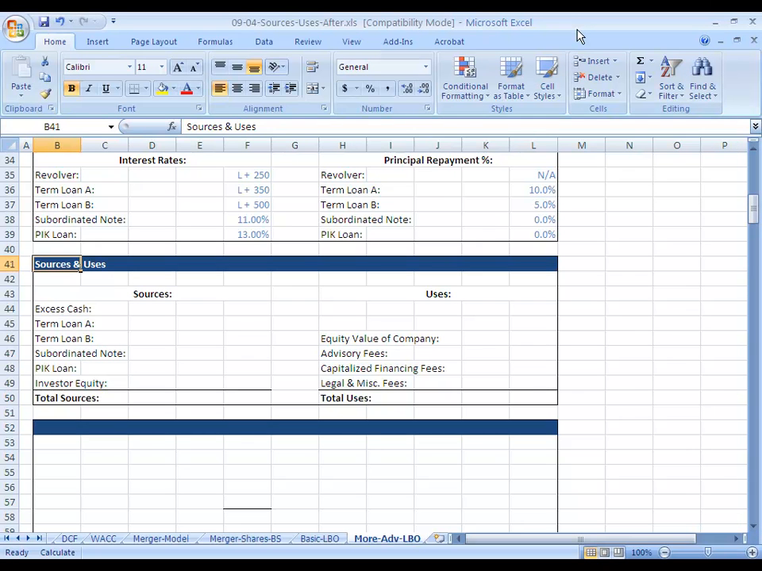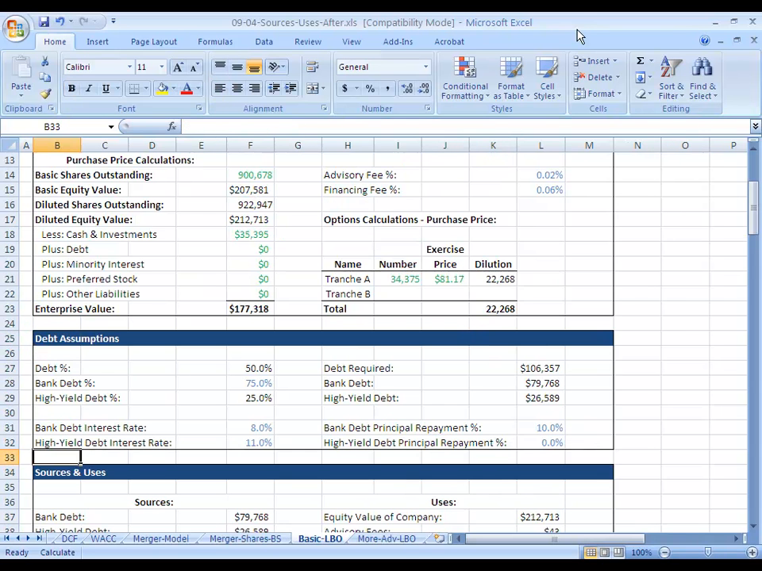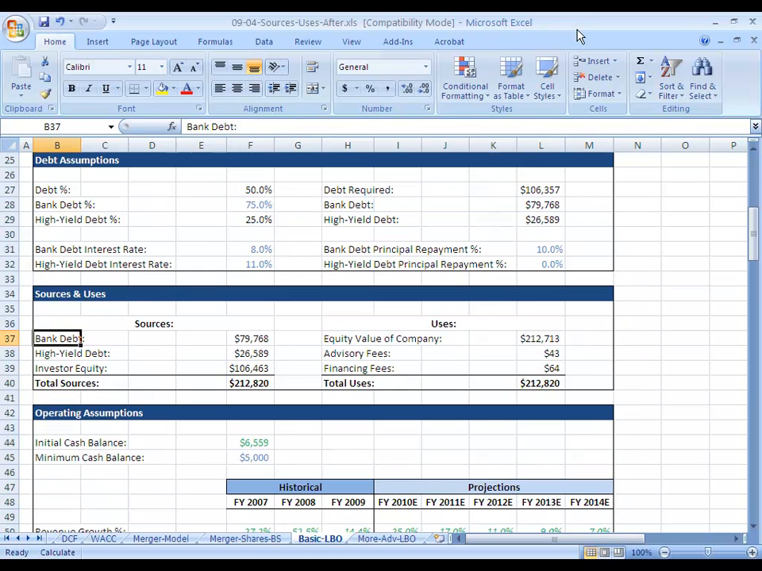In this lesson, you're going to learn how to create a sources and uses schedule for a more advanced leveraged buyout model. Now, in the more basic model, we said that the purpose of a sources and uses schedule was to show us where the money is coming from to buy this company, and then where it's actually going to.